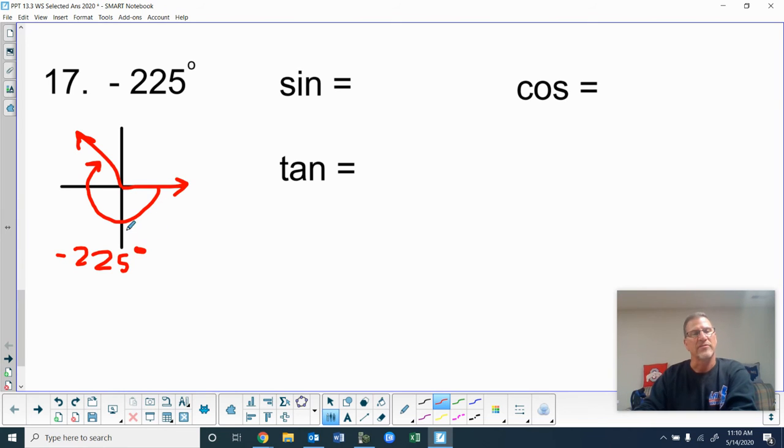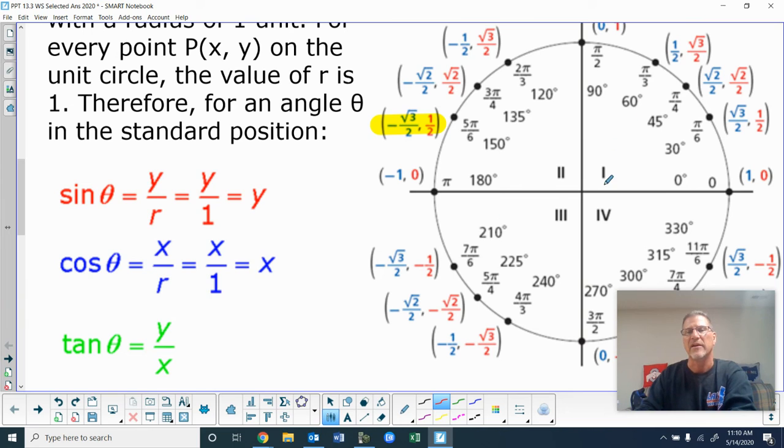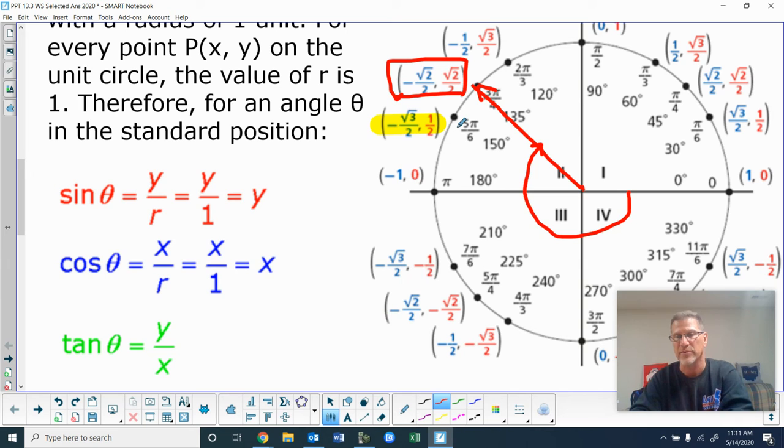All right, so that's 45 degrees more past 180, right? So if I go back up and look at my unit circle here, I'd be going around my negative 90, my negative 180, there's 30 more, 45. So it would be there. I did a pretty good job there. All right, so that's the point we're looking at for this problem. Negative radical 2 over 2 and positive radical 2 over 2.